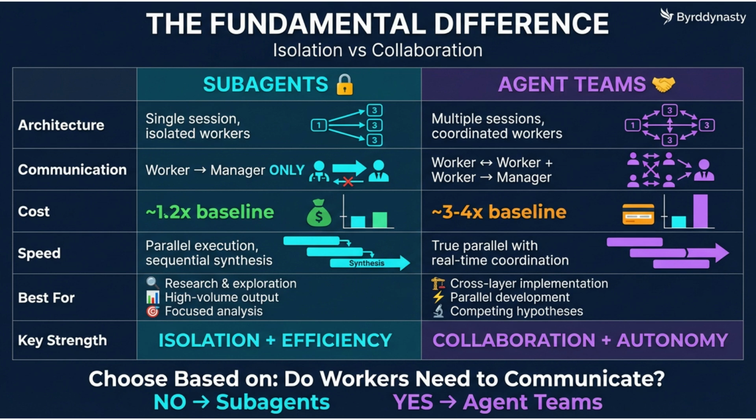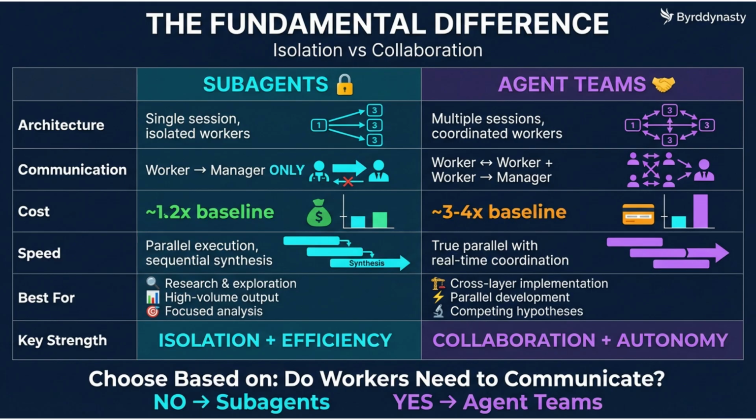Cost matters in production. Subagents, roughly 1.2 times baseline token usage. Extra cost is spawning overhead and summaries. Agent teams with 3 teammates, 3 to 4 times baseline. That's not overhead. It's running 3 separate Claude instances plus coordination messages. Speed differs too. Subagents work in parallel but synthesize sequentially. Each finishes, reports back, main processes. Agent teams achieve true parallelism. All teammates work simultaneously, coordinate in real time. Lead steps in only at decision points or blocks.